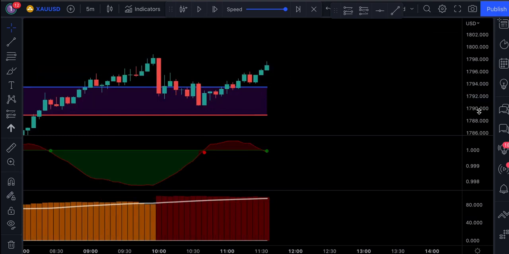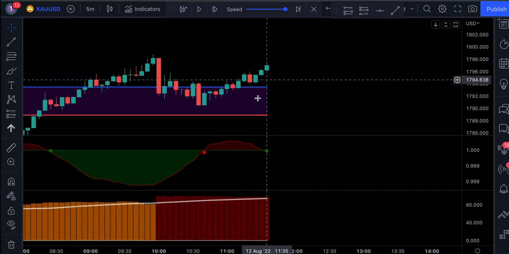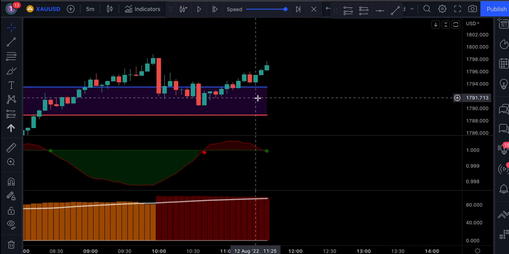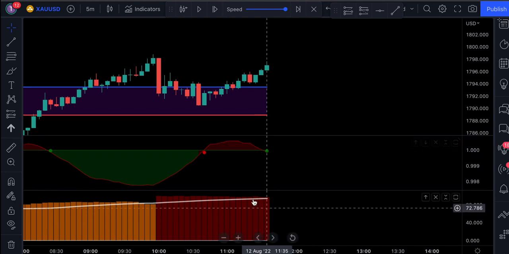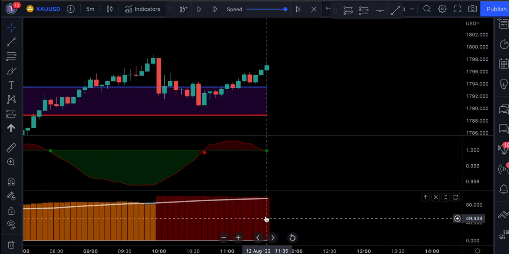For long entries, the rules are exactly opposite. First, the price action must be moving above the cloud. Second, the Diddy index must print a new green circle, and the volatility bar must be above the SMA. And again, the color of the bar does not matter.